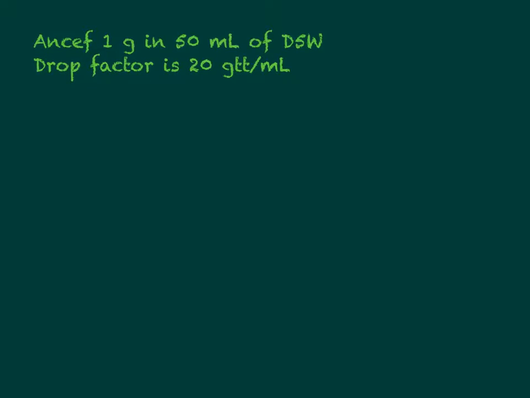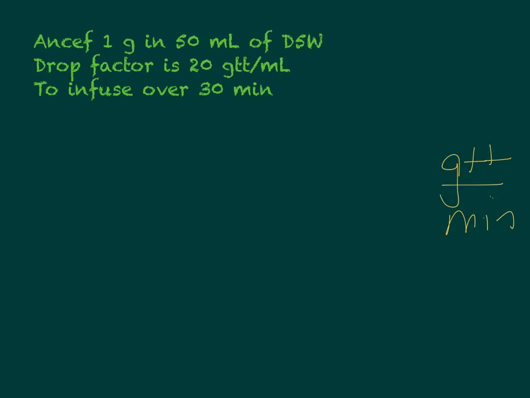So we have 1 gram of Ancef in 50 mLs of something, anything. The drop factor on our tubing is 20 drops per mL, and we know we want it to go in over, let's say, 30 minutes. Sound like a reasonable thing to do? Okay. All right, so what do we do here? Well, we can't use the division factor, so let's start. Where do we start again? At the end. GTT over minutes, drops per minute.